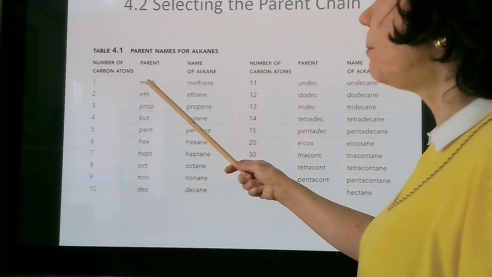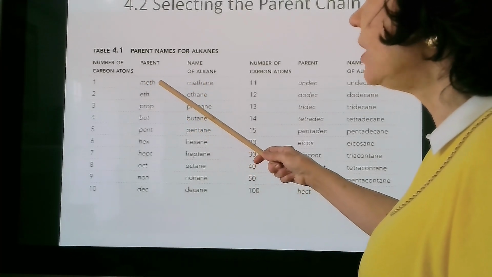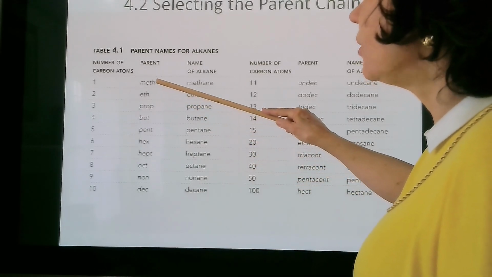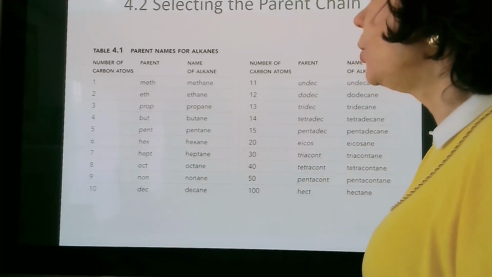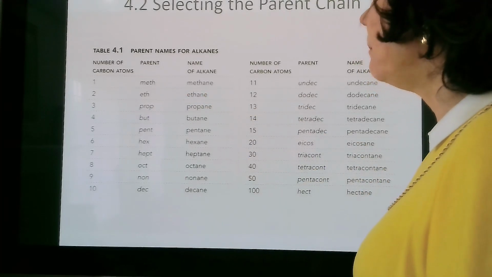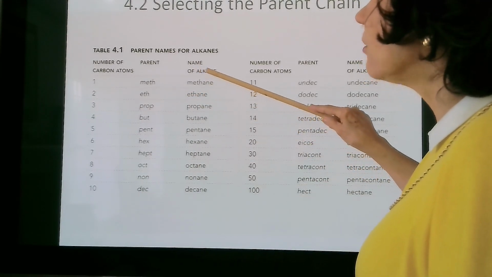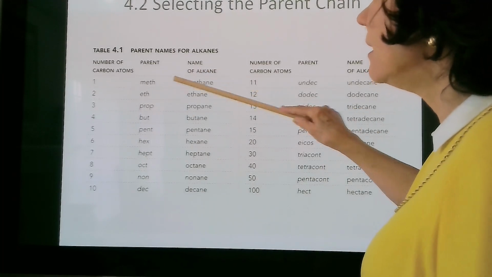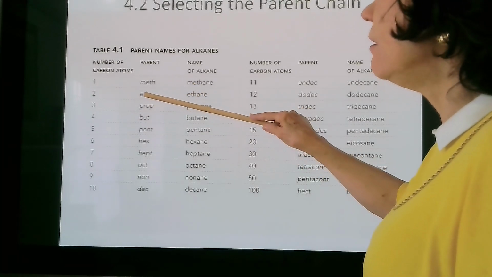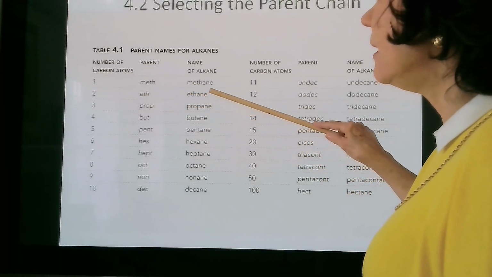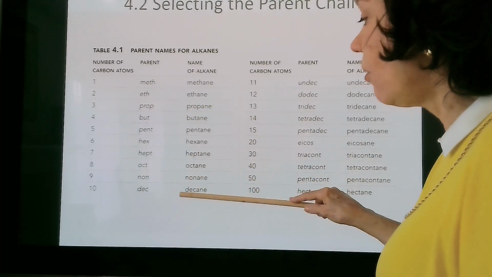So meth is the parent name for methane. What you're going to see is that when you have this stem, or the parent name, meth, you obtain the name of the alkane by simply adding A-N-E. Think of it like this: alkane ends in A-N-E. So to meth, you add the suffix A-N-E. For eth, you add A-N-E. For prop, you add A-N-E. And it's the same way all the way down.